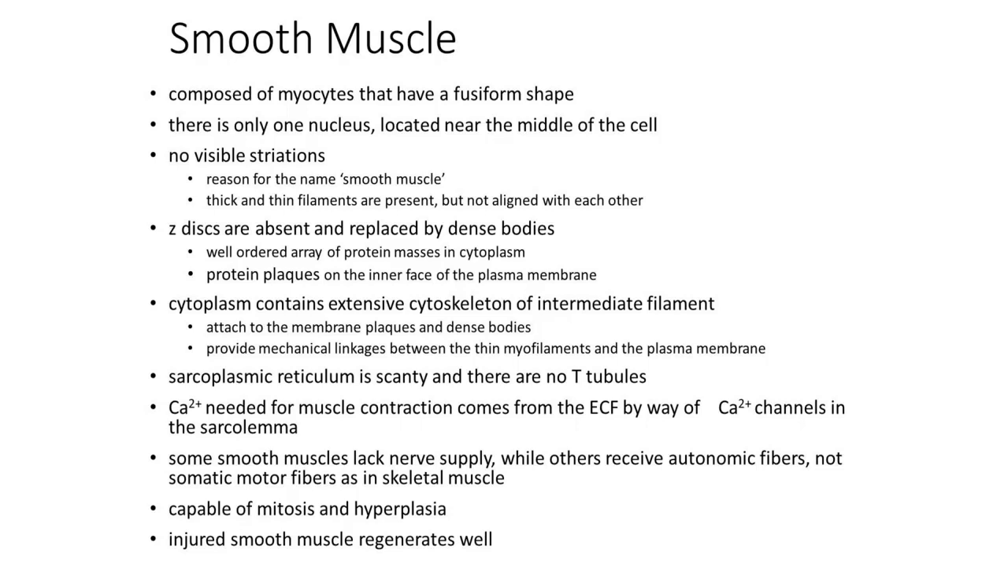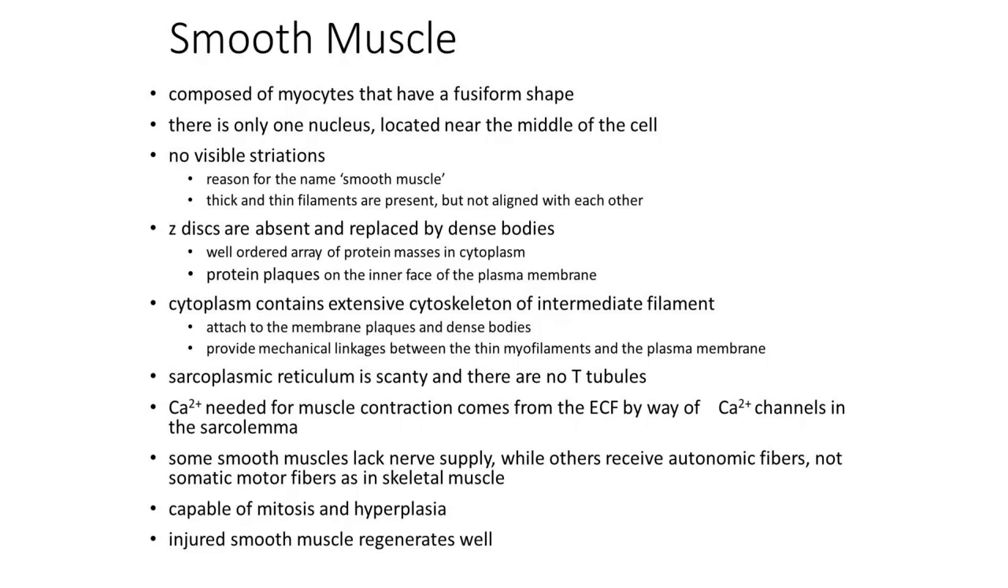Then you have smooth muscle. And smooth muscle is composed of myocytes that have a fusiform shape. There is only one nucleus located near the middle of the cell, and there are no visible striations. That's why it's called smooth muscle. There are thick and thin filaments, but they are not aligned with each other, so they don't appear in that striated form that we see in the skeletal muscle.